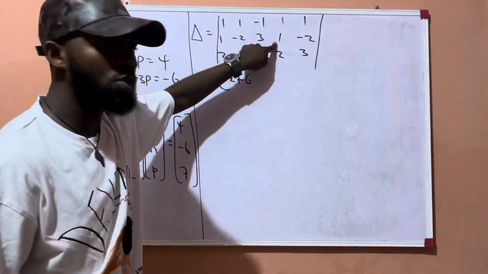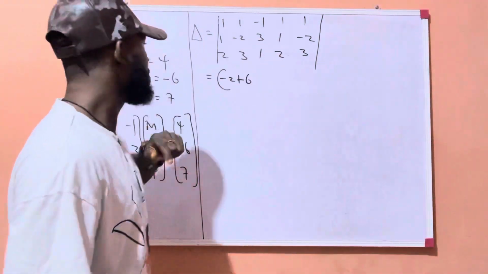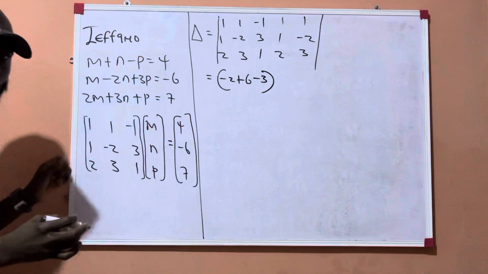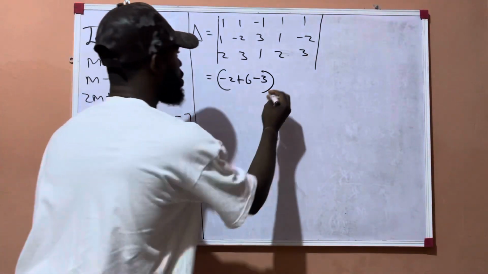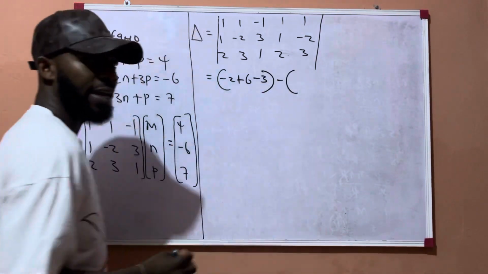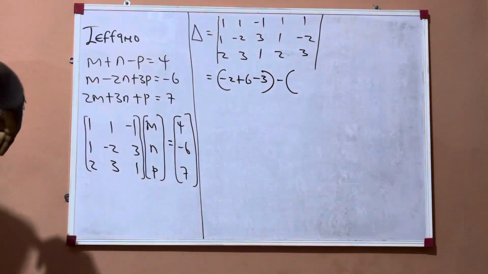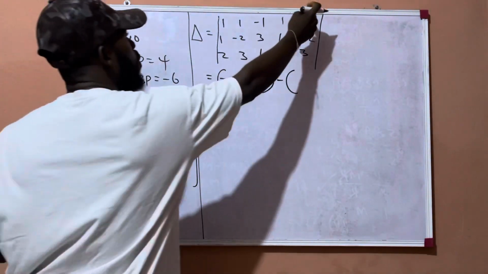Now minus 1 times 1 gives us minus 1. And minus 1 times 3 gives us minus 3. Then you close your what? Your brackets. Minus, you open another bracket. Now from your right, take it again to the left. Now the first 3 elements diagonally from the right to the left are 1, 1, 1.